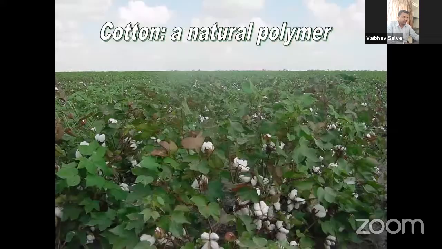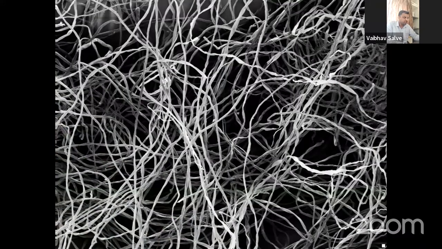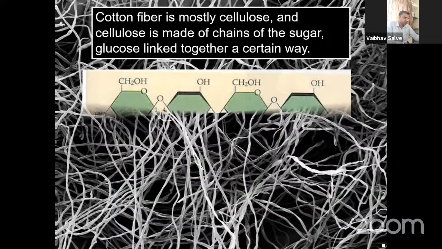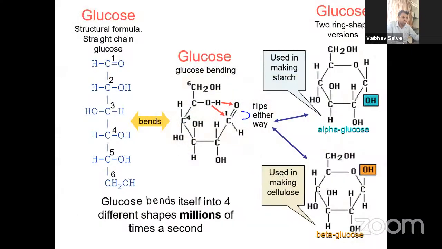Cotton is an example of natural polymer. So what is the building block of cotton? The building block of cotton is cellulose, and cellulose is made up of 1,4 linkage of beta glucose. So I'm trying to tell the structures of beta glucose.